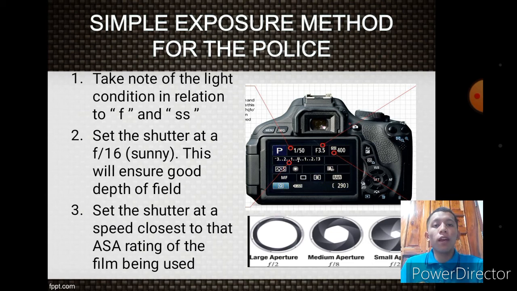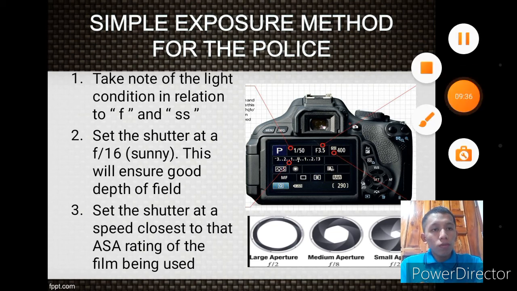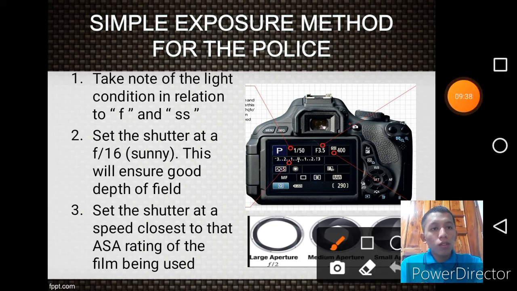So, kung makikita nyo yung sa camera, yung f3.3, yun yung aperture. Ang shutter speed, ito yun, yung 150.